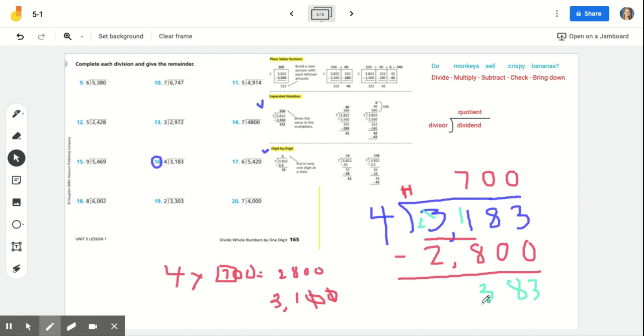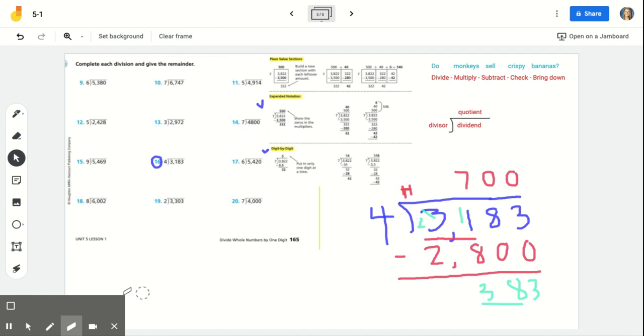I'm thinking to myself, can 4 go into 3? It can't. Can 4 go into 38? And it can. Here's what we're thinking in our head. 4 times what gets us something close to 380. Do you see how I changed that 3 to a 0? I'm not necessarily concerned with the 3. I'm just concerned with the 3 that's in the hundreds and the 8 that's in the tens. How many times can we multiply 4 by something to get close to 380 without going over?